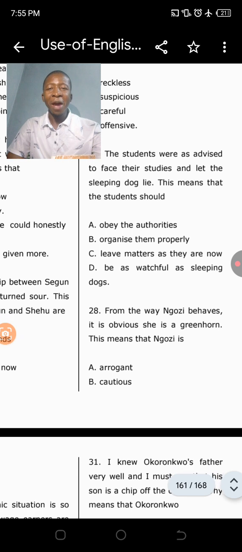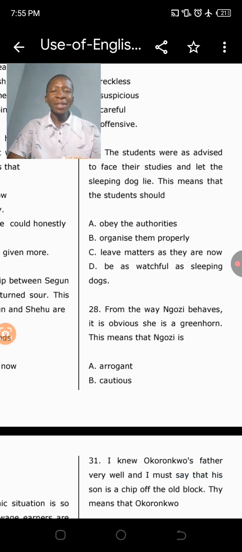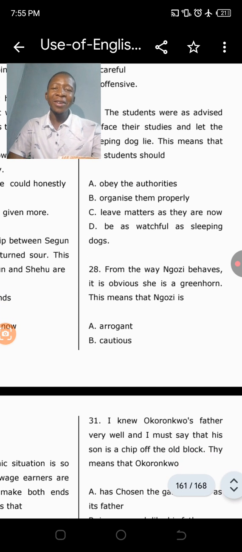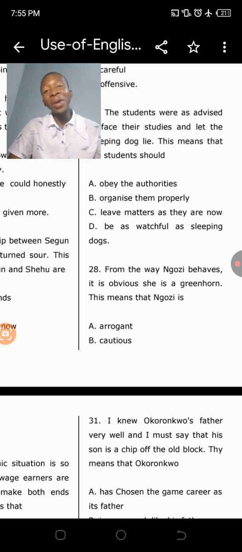Never. Now, question 28. From the way Ngozi behaves, it is obvious she is a greenhorn. This means that Ngozi is... Oh, I know a lot of you are quite aware of the statement, a green snake under a green grass. Well, this is quite different from that. Here we have a greenhorn. So what does it mean to be a greenhorn?